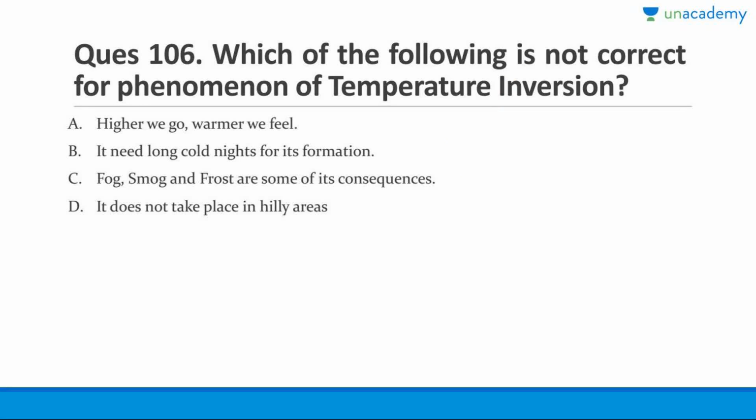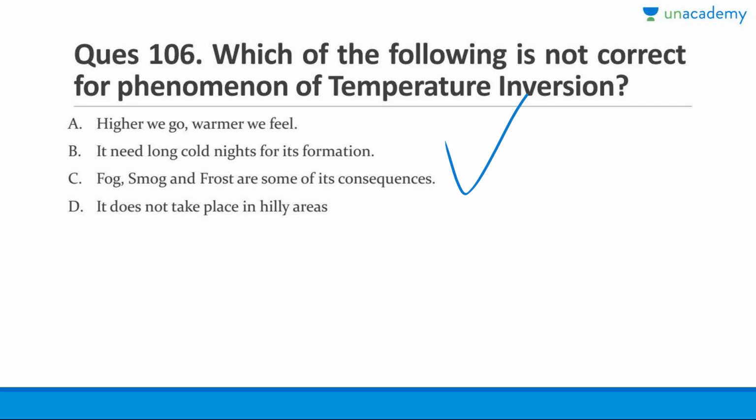106. Which of the following is not correct for the phenomenon of temperature inversion? Higher we go, warmer we feel. Correct. So it needs long cold nights for its formation. Correct. Fog, smog, frost are some of its consequences. Correct. It does not take place in hilly areas. No, it takes place even in hilly areas.